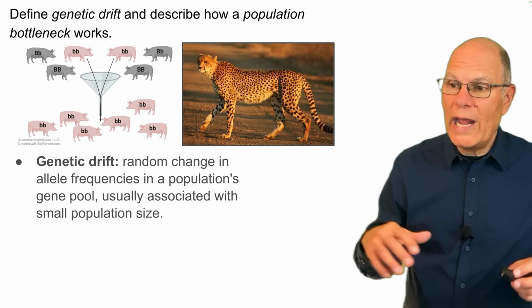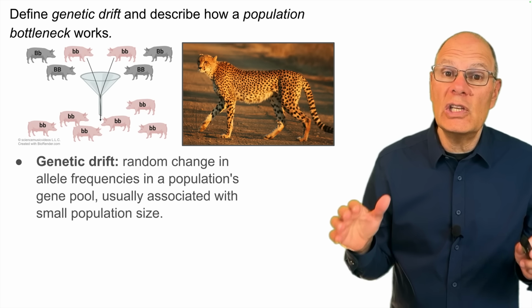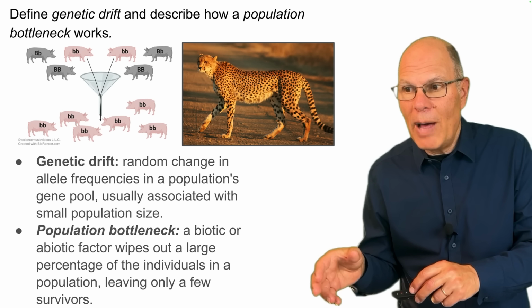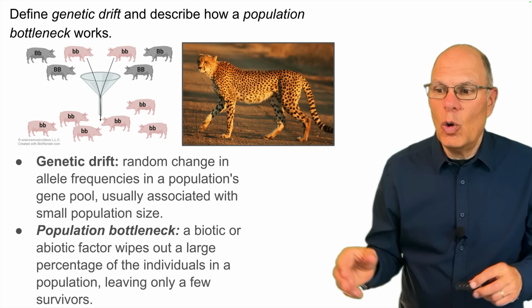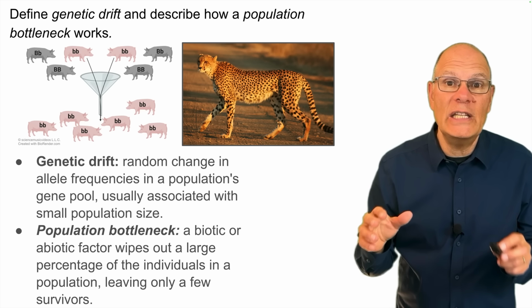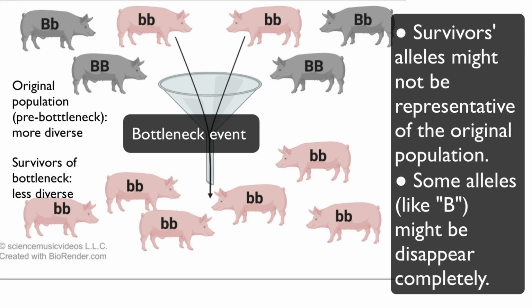Genetic drift is random change in allele frequencies in a population's gene pool, usually associated with small population size. A population bottleneck can cause genetic drift. A biotic, living, or abiotic, non-living factor wipes out a large percentage of the individuals in a population, leaving only a few survivors. The survivors' alleles might not be representative of the allele frequencies in the former larger population. And some alleles might disappear completely.